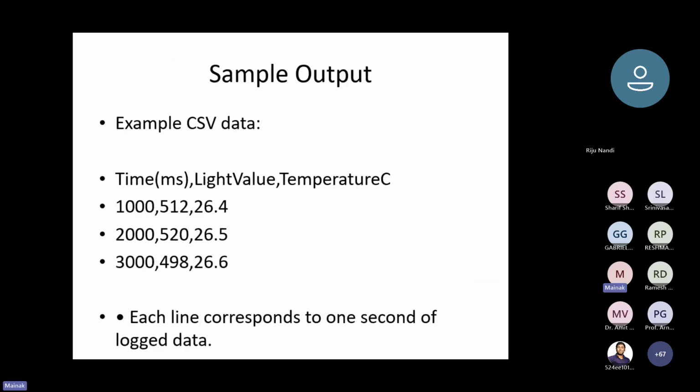So that is the sample output. I will show the output in Arduino IDE also. In the sample output, first is the time in milliseconds, then the light value, then the temperature. First 1000, 2000, 3000, that is the time in milliseconds. Then 512, 520, 498, that is the light value captured from the sensor. Then the temperature like 26.4, 26.5, 26.6, from the temperature sensor. Each line corresponds to 1 second of the log data.